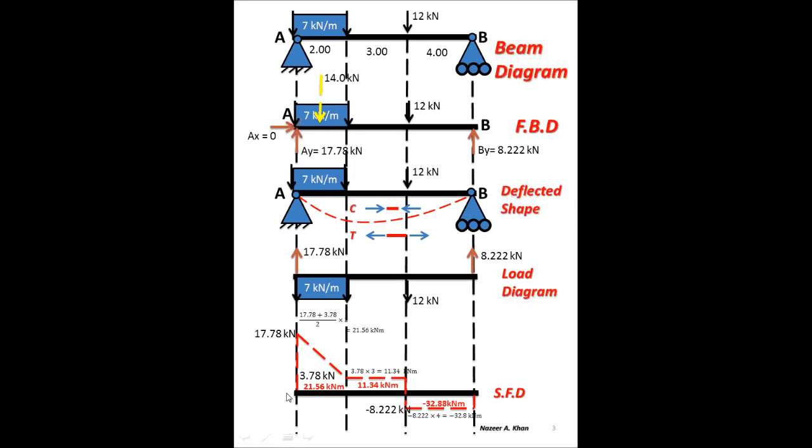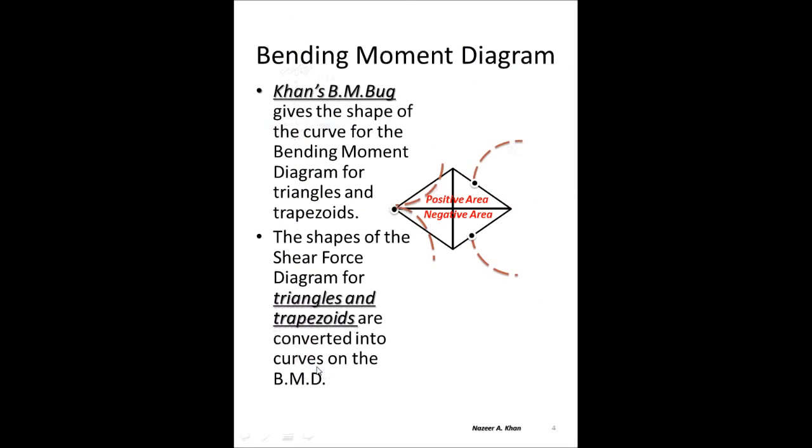But there are different curves. If you have a different orientation of the triangle, it represents a different type of curve. If you have a negative area or a negative moment, that's a different type of curve. You have concave and convex curves that happen with that. And I'll show you a fairly easy way to remember these curves. All right? Let's go and look at the Kahn's bending moment bug.